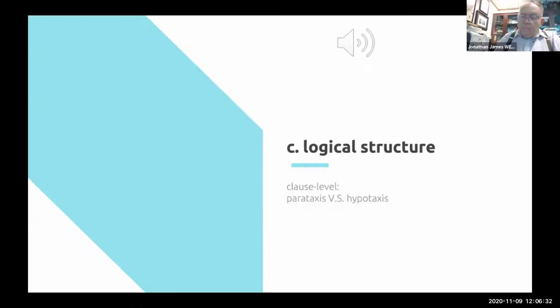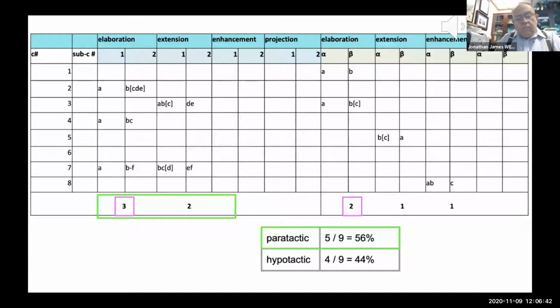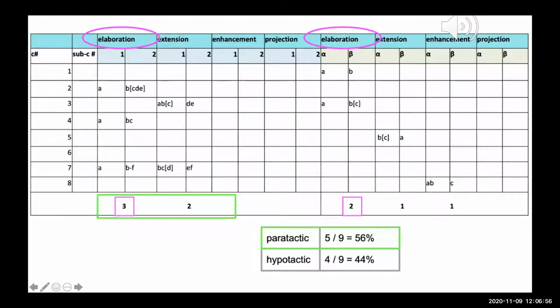So let's move on to part C, the clause-level logical structure, where we compare the paratexts versus the hypotexts. From our analysis on the logical structure, it can be observed that out of 9 logical structures, 5 occur as paratexts and 4 occur as hypotexts. Paratexts accounted for almost 60% of the logical structure, while hypotexts only accounted for about 40%. Therefore, we can observe that there are slightly more paratexts than hypotexts in this academic abstract.